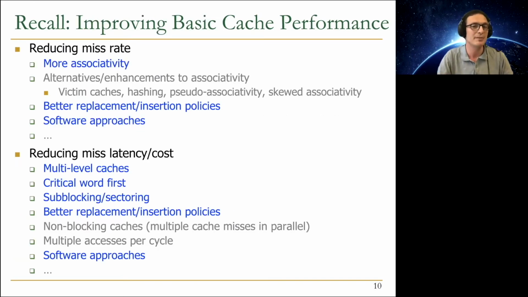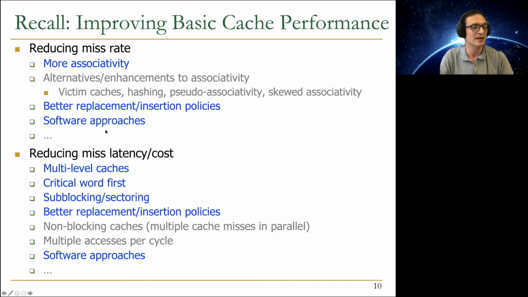And just to jog your memory, we talked about many different methods to reduce miss rate and reduce miss latency and cost that were not prefetching. And hopefully you remember, we talked about more associativity, for example, better replacement and insertion policies, software approaches like loop tiling, blocking of loops or blocking of data so that your working set fits into your caches, as we discussed, or loop interchange, if you remember, such that your access patterns are more cache friendly.